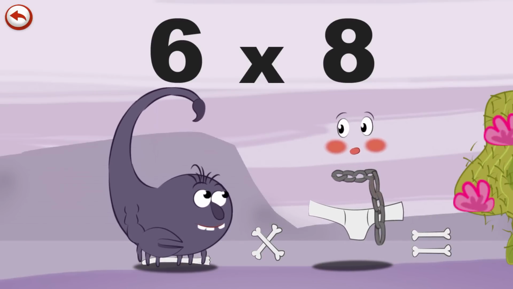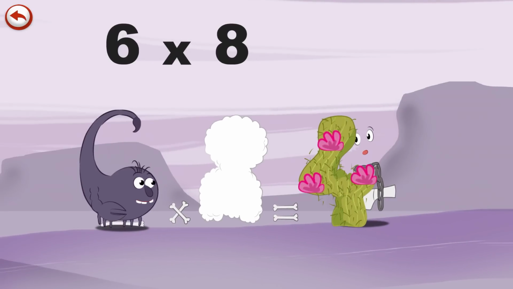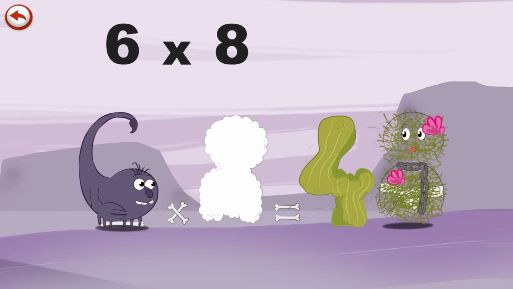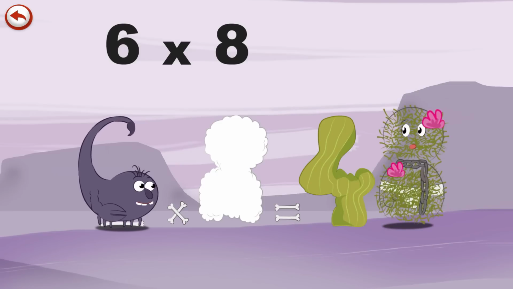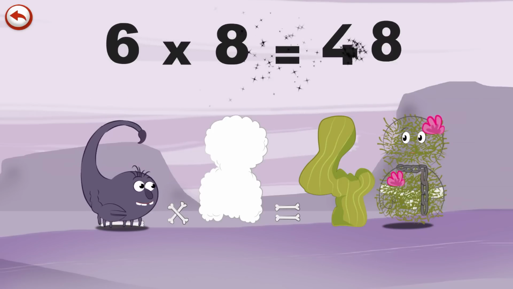Feeling very embarrassed, he hides behind a cactus in the shape of a 4 and makes himself some clothes out of thorns and flowers. SpookyEight has regained his shape of an 8. 6 times 8 is 48.